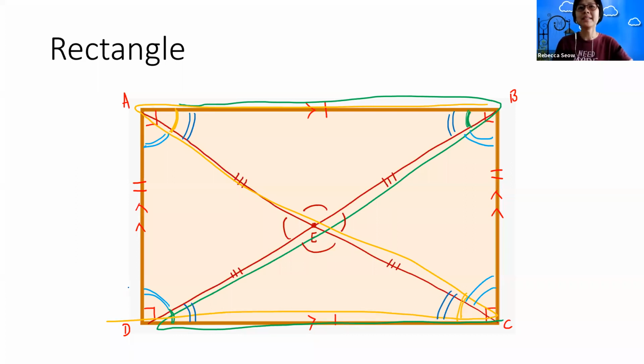Okay, so there are many things to look out for. Yeah, lastly, not forgetting to point out vertically opposite angles. So these two angles are the same here, and these two angles are also the same due to vertically opposite angles. It's quite a handful, isn't it? All right, let's move on to the next.